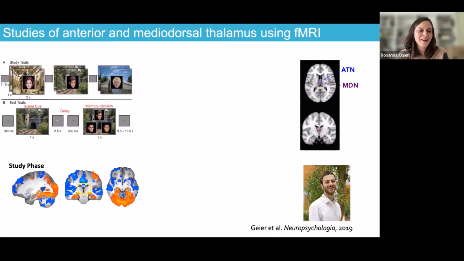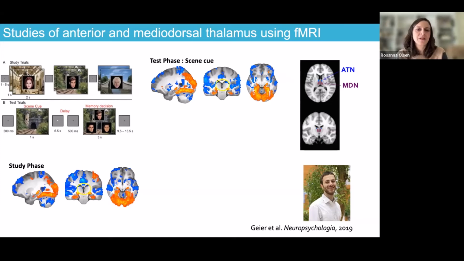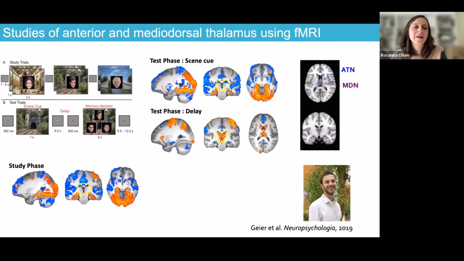Parahippocampal gyrus is on fire. And then in the thalamus, what we saw is actually a deactivation in the anterior nucleus of the thalamus, at least in that region, to the best of our abilities to localize. And during the test phase, specifically during the delay phase of the recall phase of the task, was when we saw the thalamus showing greater activity compared to baseline.